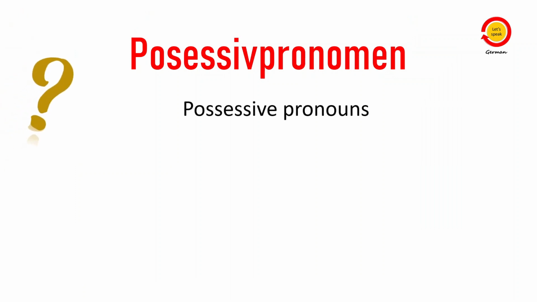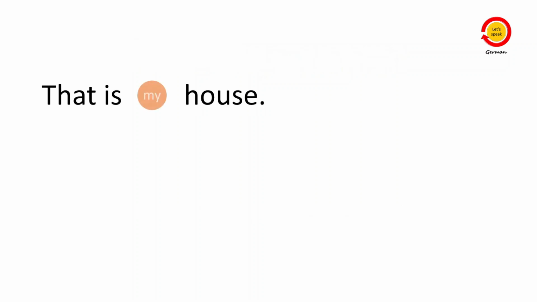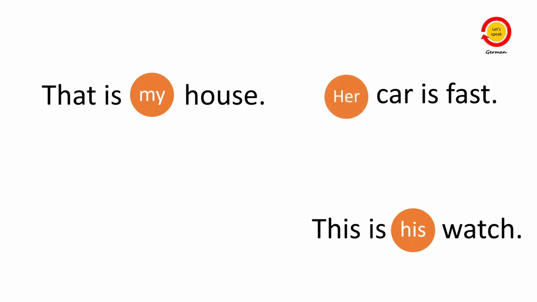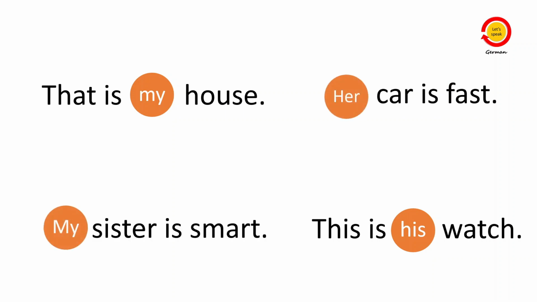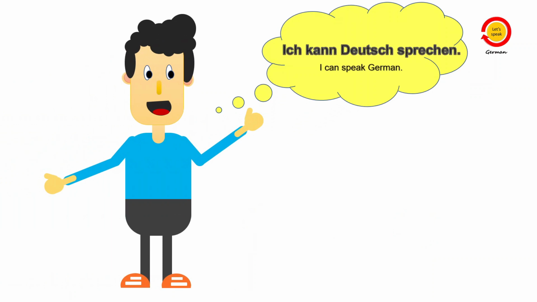So what exactly are they? These are the pronouns which show the possession or ownership in a sentence. For example, that is my house. This is his watch. Her car is fast. My sister is smart, etc. Learning possessive pronouns can increase your speaking ability to a much greater extent. You can start expressing yourself in German and also initiate small talks with others in a better way.